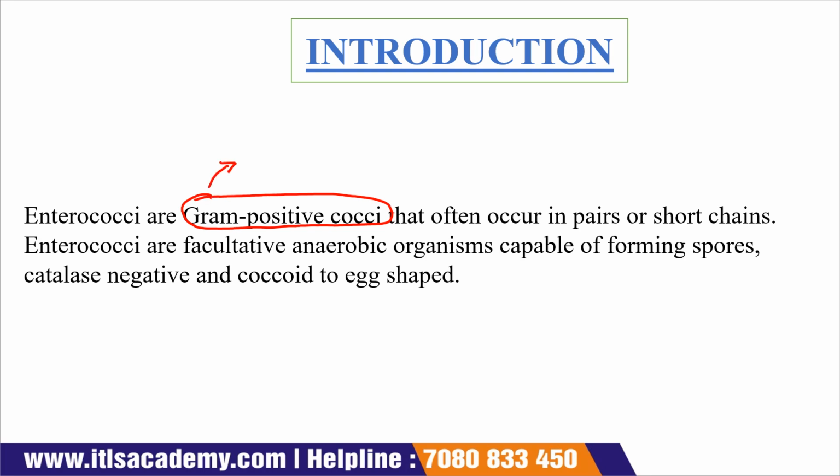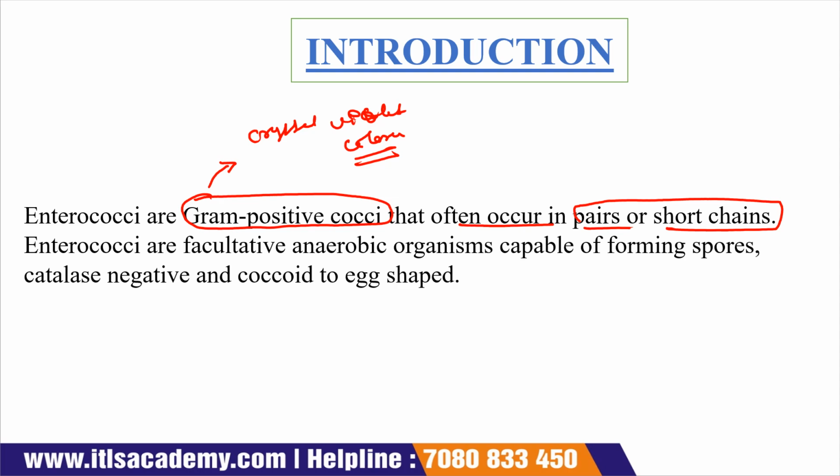That means that they give a crystal violet color when we detect them. When we perform a gram staining test, it will give crystal violet color in a microscope, and they often occur in pairs or short chains. So these enterococci always occur either in pairs or in short chains.